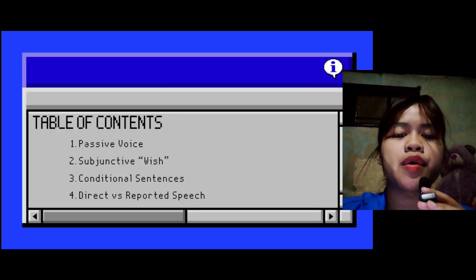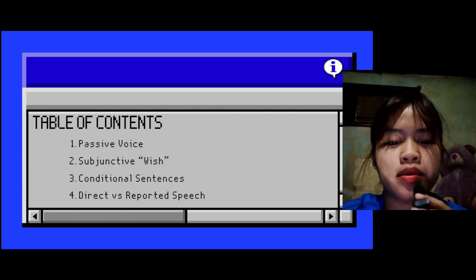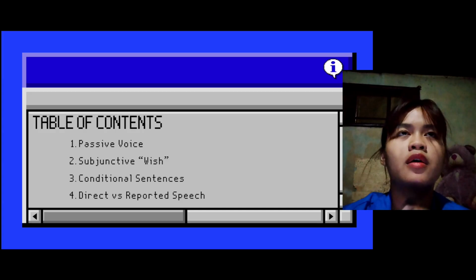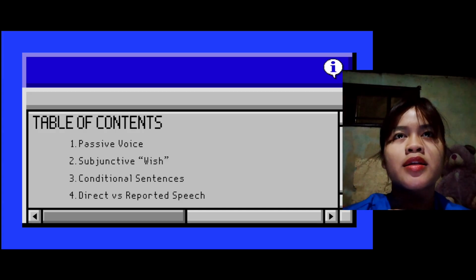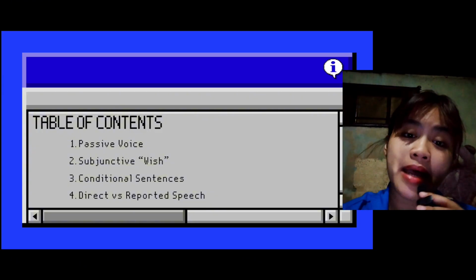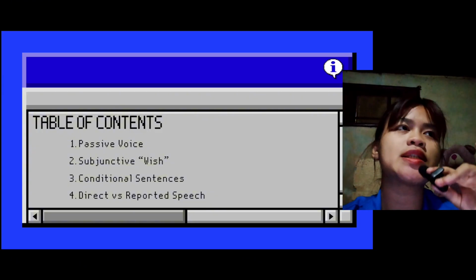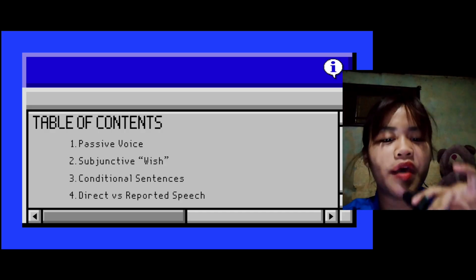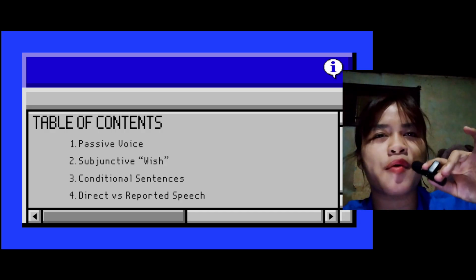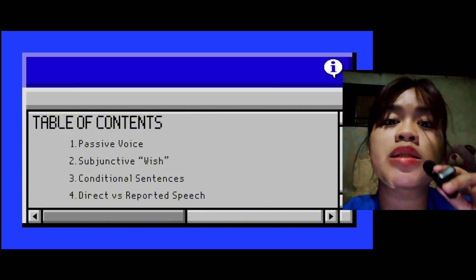Hi, this is part 2, and in this part 2 we have grammar error analysis. In this grammar error analysis, we have 4 different paragraphs, for 4 different materials. And for the materials, we have passive voice, subjunctive, wish, conditional sentences, and then the last is direct versus reported speech.